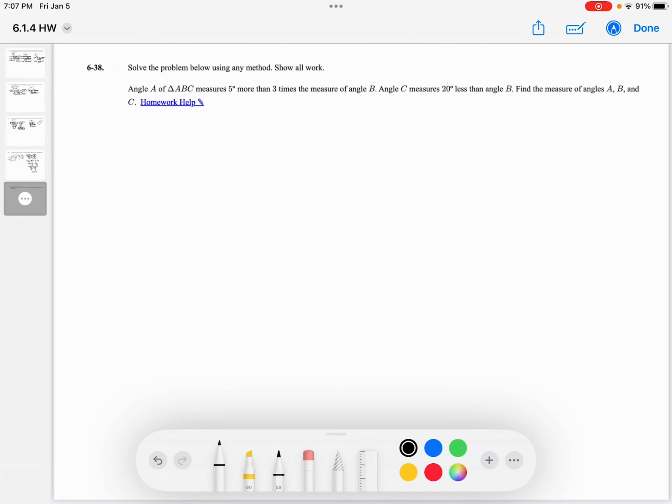Moving on to problem 638. Solve the problem below using any method. Show all work. Okay, angle A of triangle ABC. So I'm going to start by just labeling. Here's my triangle, ABC. Angle A measures 5 degrees more than 3 times the measure of angle B. Angle C measures 20 degrees less than angle B. Find the measures of A, B, and C.